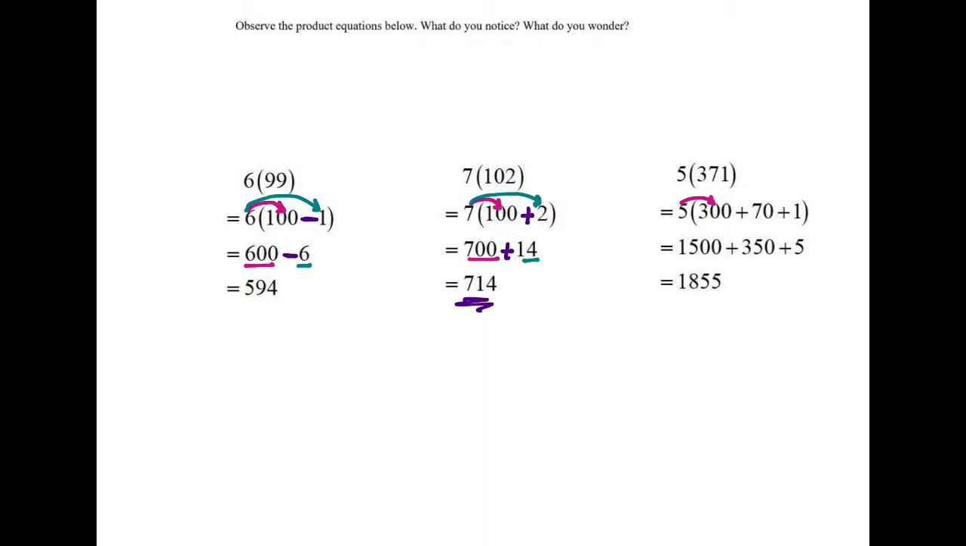Okay, so 5 times 300 is the 1500. 5 times 70, you're going to do 5 times 7 is 35, and add the 0. Then we have 5 times 1 is 5. We're adding these. Now adding those in your head, maybe not so easy.